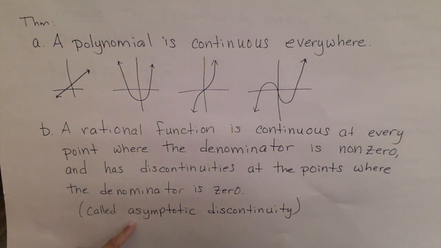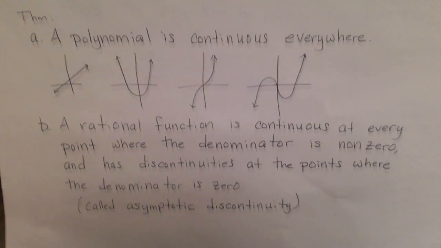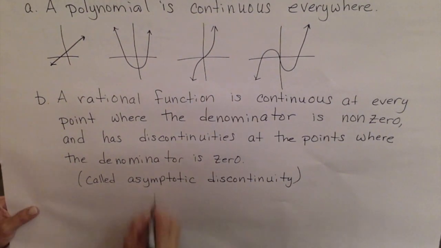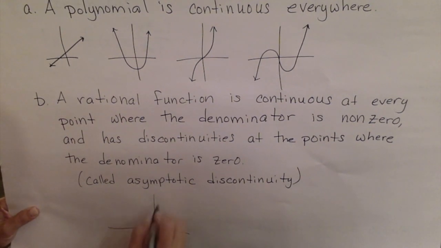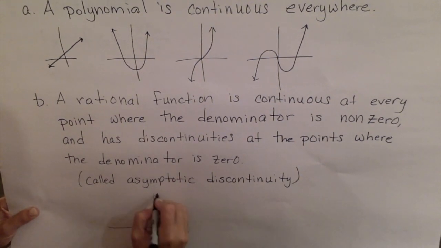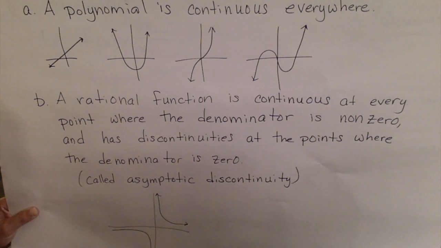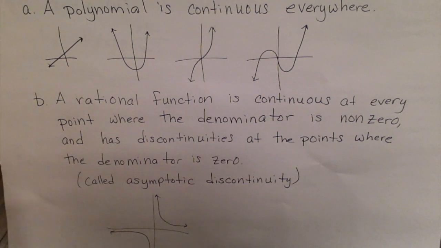And this is actually what we call asymptotic discontinuity, because when the denominator is zero, we have an asymptote on that graph, and obviously we would have discontinuity there. Even if you think about just the very basic 1 over x, which looks like this. Okay, we clearly have a discontinuous function at x equals 0 because there's an asymptote there.